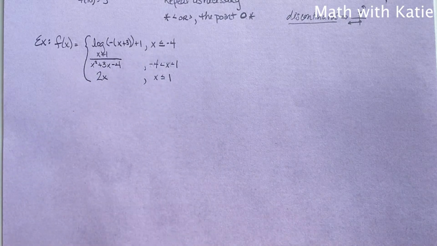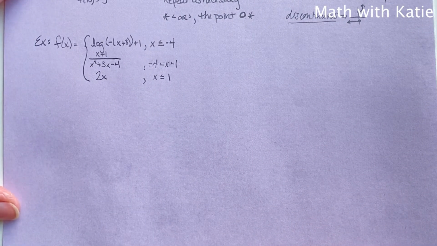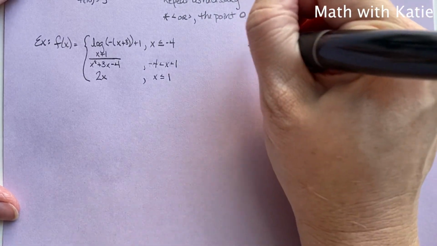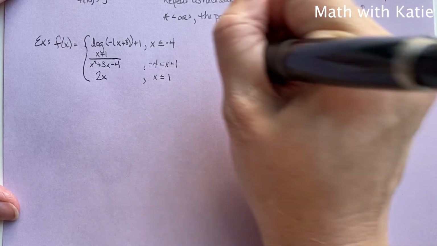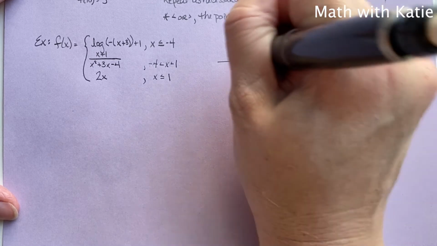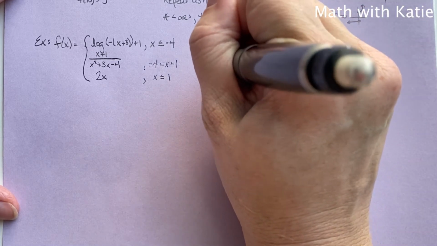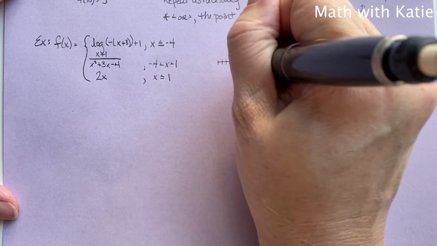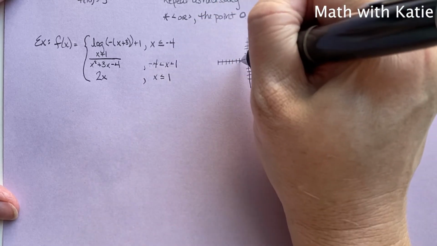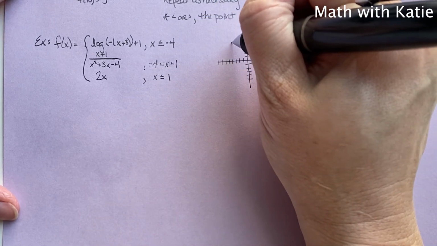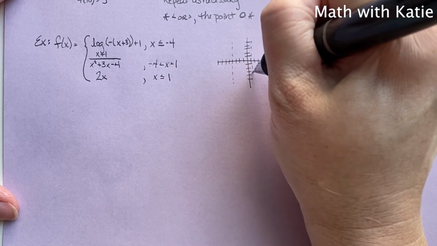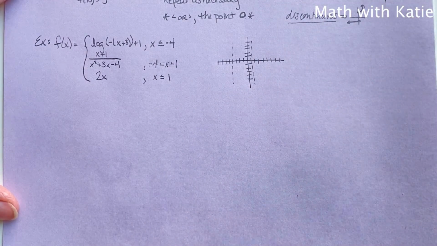So we've got some pretty big functions going on here. So we're going to use our calculator to help us find some points pretty quickly. Okay, so again, the first thing we're going to do is vertical asymptotes. So we have one at -4, and one at 1. Okay, now let's grab our calculator.